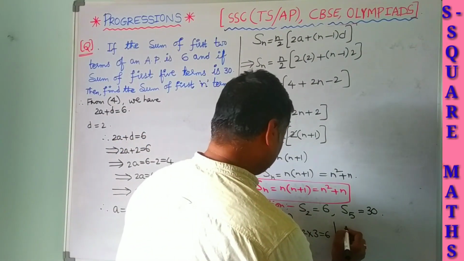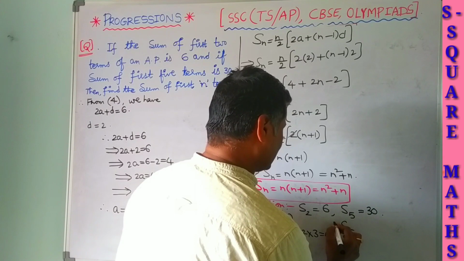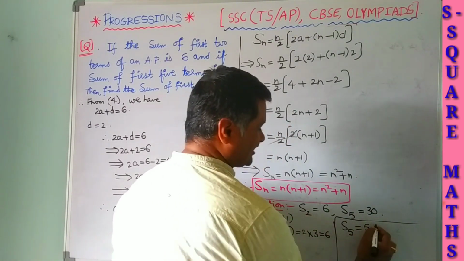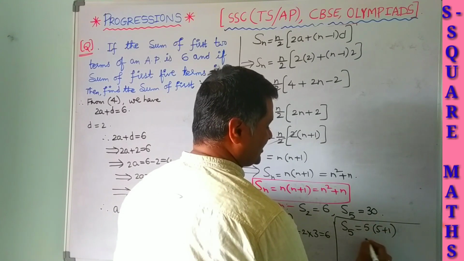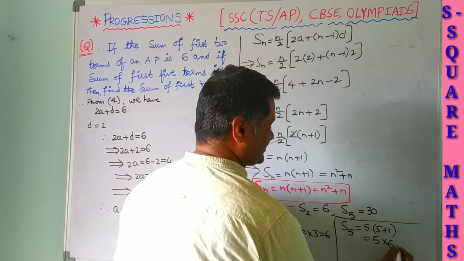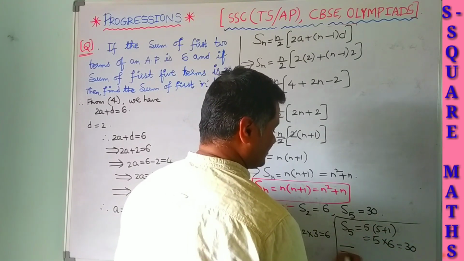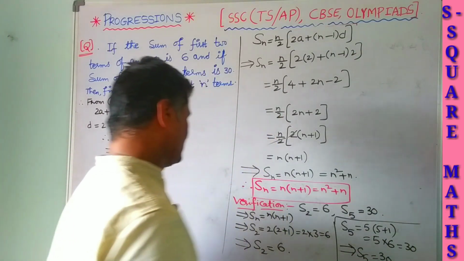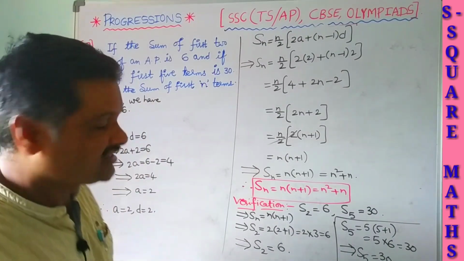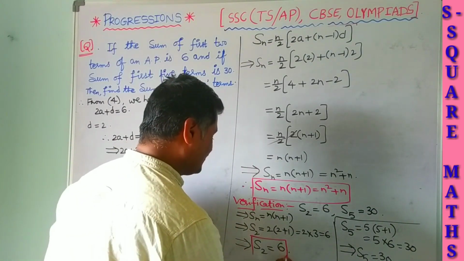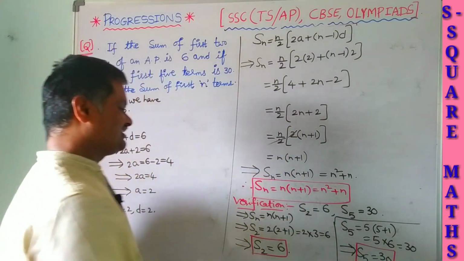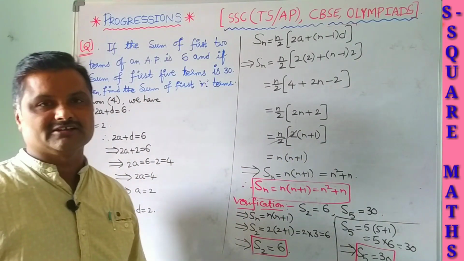So now S5 is nothing but n is equal to 5, so 5 into 5 plus 1. 5 plus 1 is 6, and 5 into 6 is 30. So this implies S5 is equal to 30. So finally we got to the situation that the sum of the first two terms is 6 and the sum of the first 5 terms is 30. Hence it is also verified with our formula.